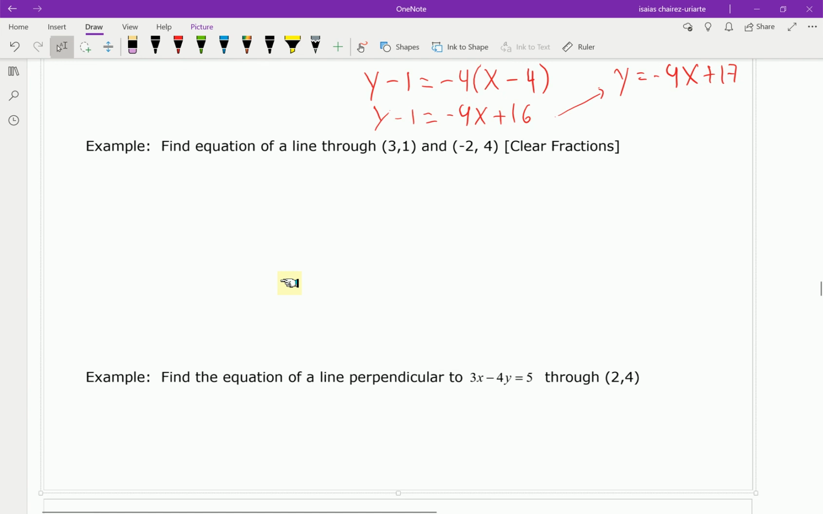Alright, next example. Find the equation of a line through 3, 1 and negative 2, 4. So try to find the equation of a line that passes through the point 3, 1 and negative 2, 4. Take a few minutes, take 5 minutes, pause the video, do it on your own. Then let's compare answers.